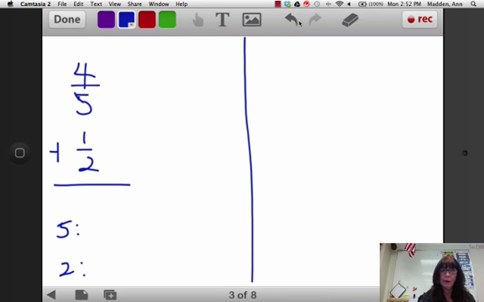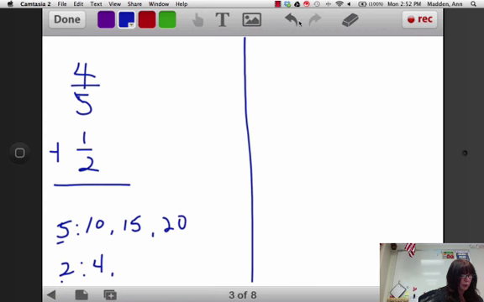Here we have 4/5 plus 1/2. My bottom numbers again, my denominators, are 5 and 2. Let's count by 5s. 5, 10, 15, 20. Let's count by, well, looking at those three numbers, if you were going to choose, which one do you think the 2 would go into?